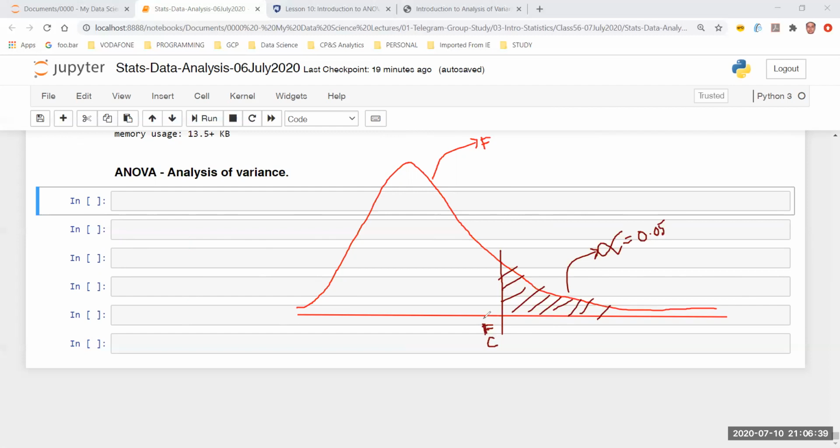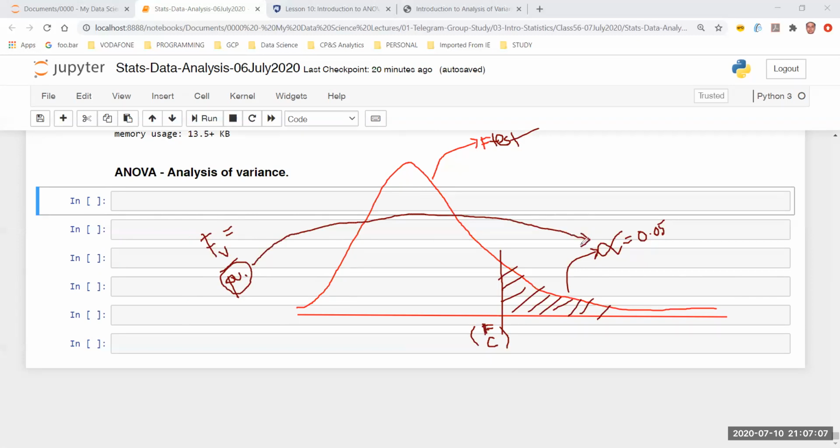The reason why I drew this is because in the case of an F test, the strategy remains the same. I calculate the F value with some formula, just like I calculated the Z value earlier when we did the Z test. I also calculate the F critical value. From this F value, I may also get the P value, depending on the type of ANOVA I'm going to use.